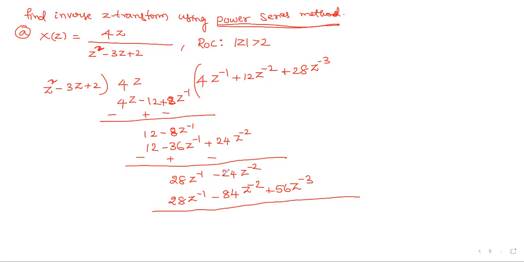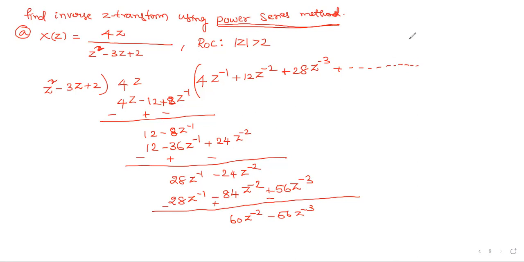Now what we will get here? These two will get cancelled. This will be plus, this will be minus. So now 84 minus 24, how much you will get? 60 into z power minus 2, minus 56 into z power minus 3. So plus and so on. This is a power series, and so on. So you can go with three times division and write and so on.